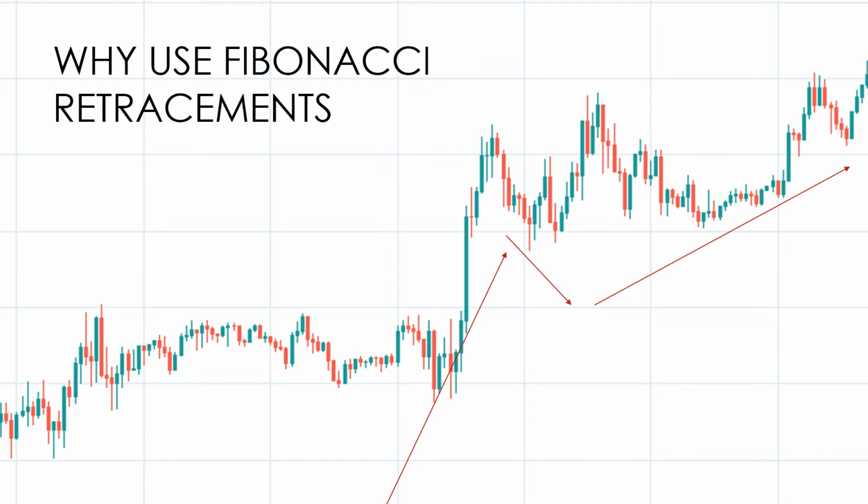So let's say the market is trending down. You should enter a short on a retracement at a Fibonacci resistance level, and when the market is trending up, you should enter a long position or a buy on a retracement at a Fibonacci support level.